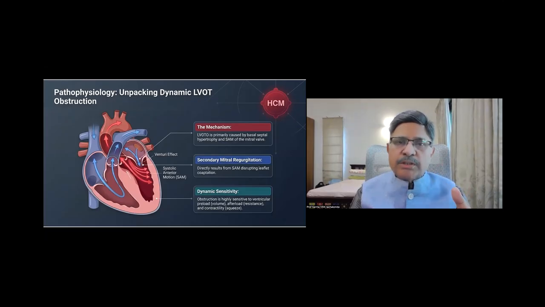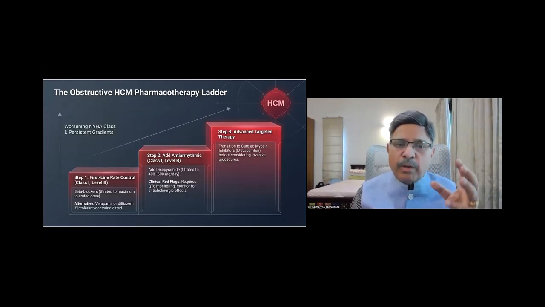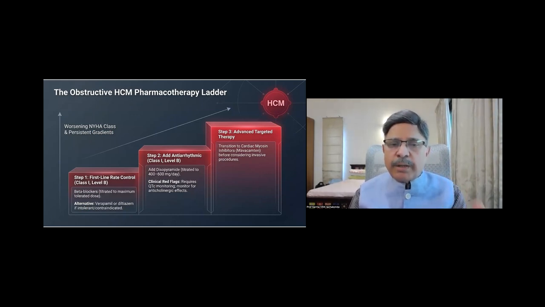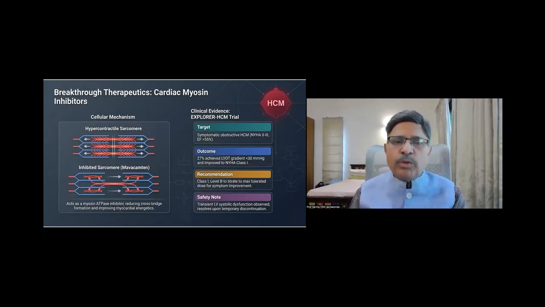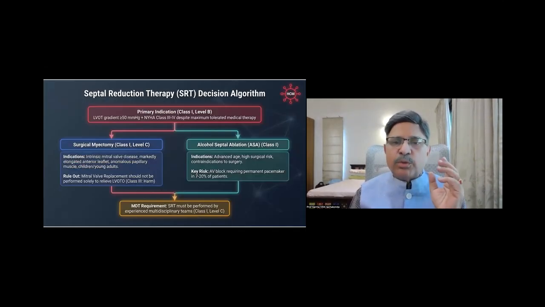So, you have to understand left ventricular dynamics and also the stepped care therapy and treatment. First line: beta blockers, verapamil, diltiazem. Second line: antiarrhythmic drugs like disopyramide. And finally, the targeted cardiac myosin inhibitor, mavacamten. When you use mavacamten, what is the role, how it works, I have shown you here.